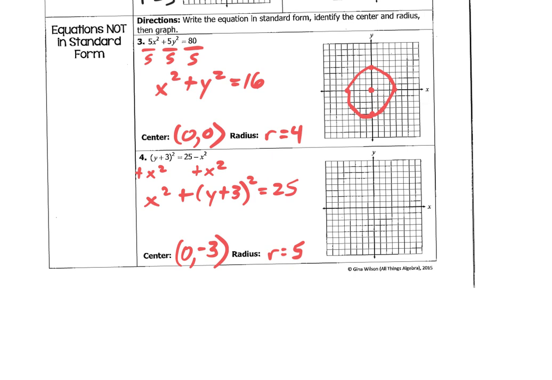Okay. And once we have those two pieces of information, we're just going to plot. Always start with the center first, and then we plot our radius. There's our circle. Okay, so our goal is to get it in the form that we want it in, or we call that the standard form of the equation.